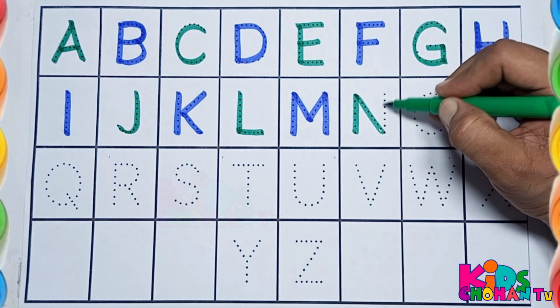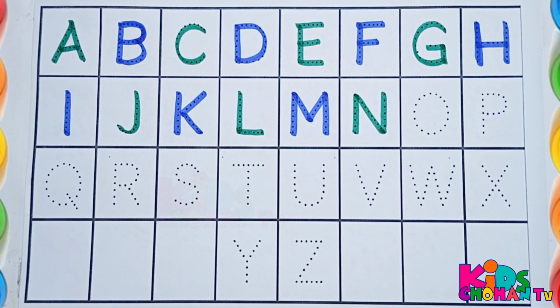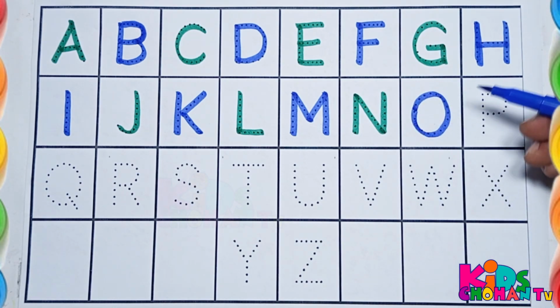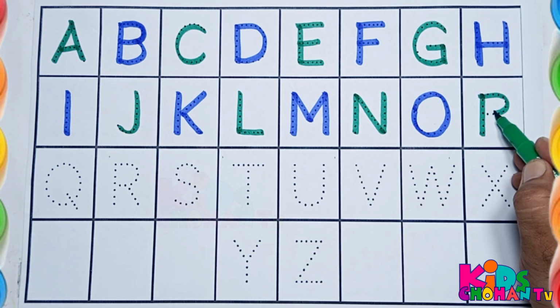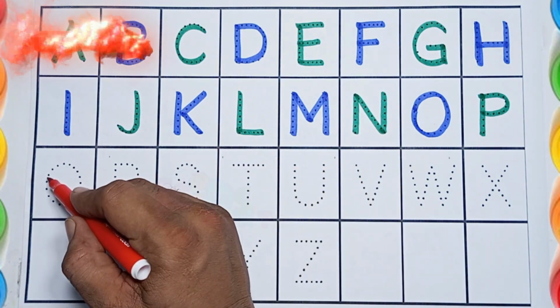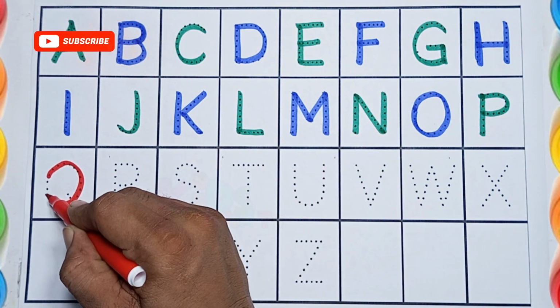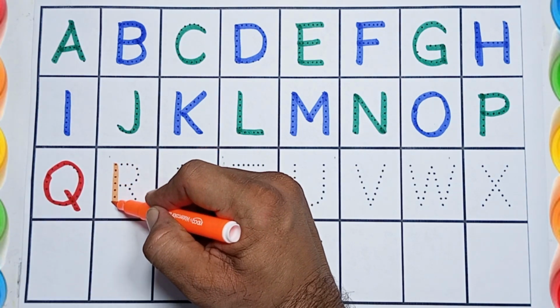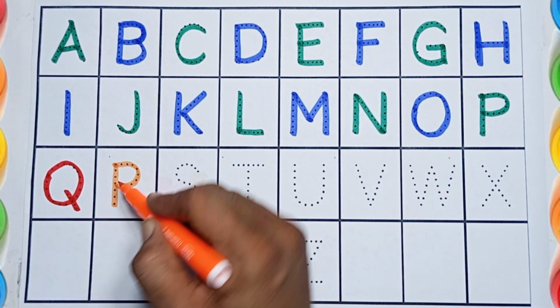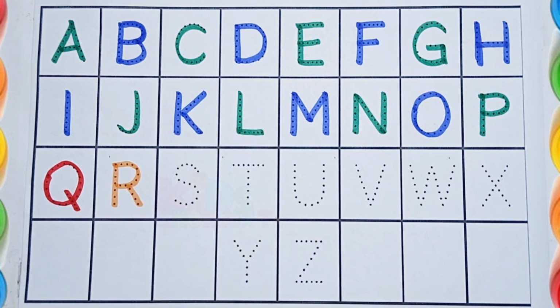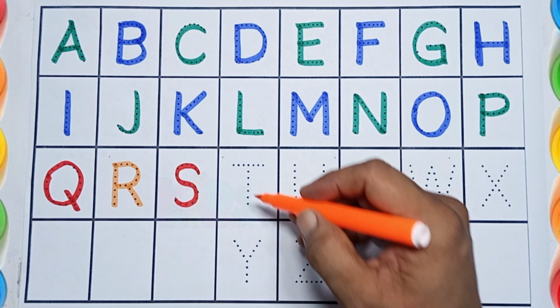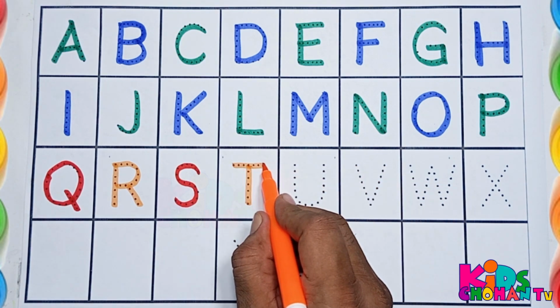N for nest. O for orange. P for parrot. Q for queen. R for rose. S for sun. T for tiger.